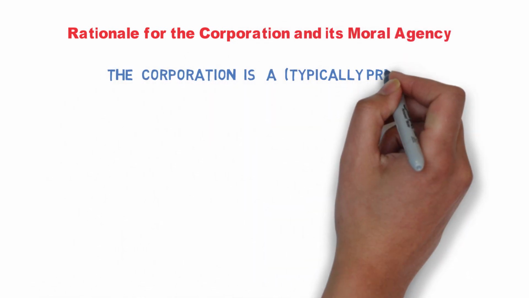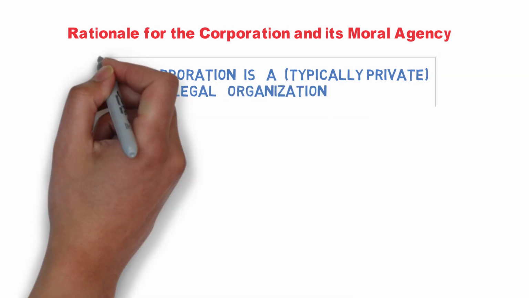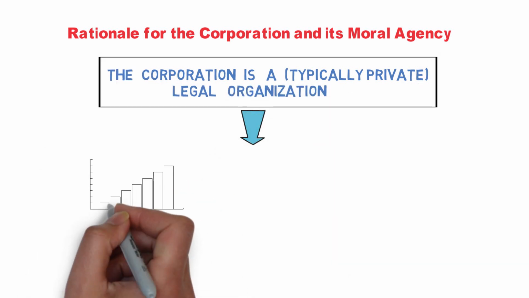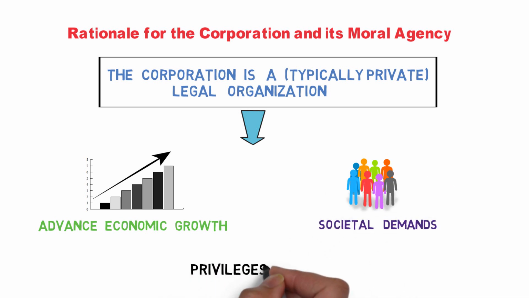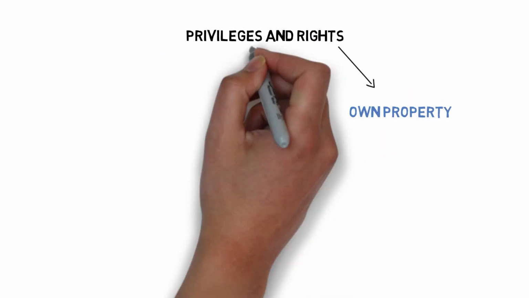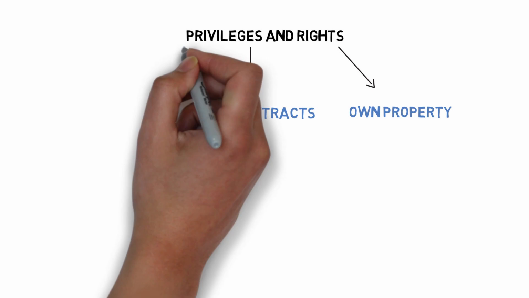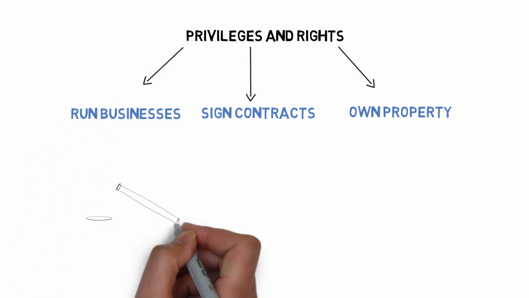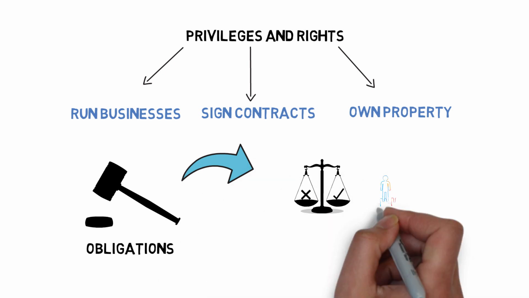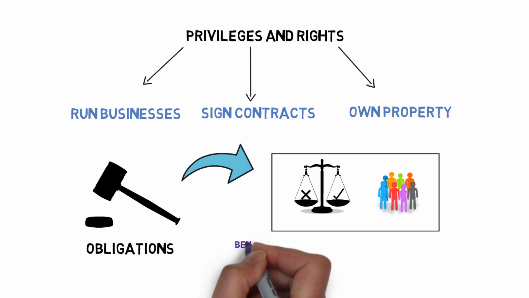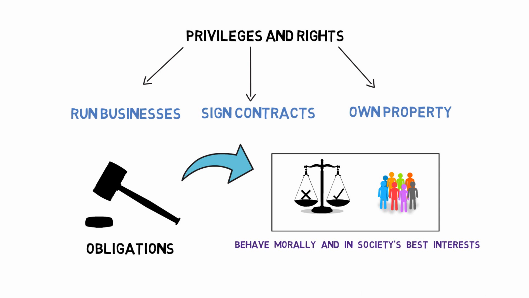The corporation is a typically private legal organization created to advance economic growth and meet societal demands. As a result, it is given various privileges and rights, including the capacity to own property, sign contracts, and run businesses. These rights do, however, come with obligations, such as the need to behave morally and in society's best interests.